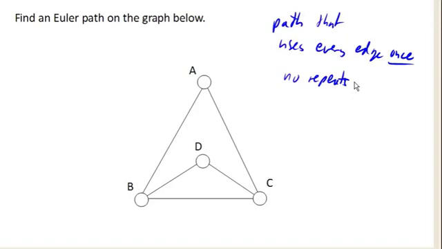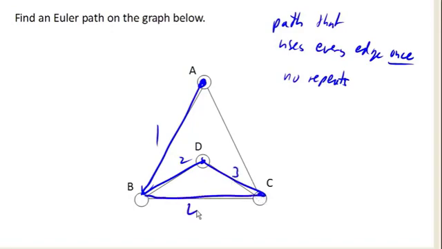So for example, if I started here, I could go this way. And let's say that's step 1. And then I could go here. That's 2. And I could go here, and that's 3. And I could go here, and that's 4, but now I'm stuck because I can't go anywhere, and I haven't visited every edge yet. And so this was not a particularly good attempt at finding an Euler path. This is not an Euler path.